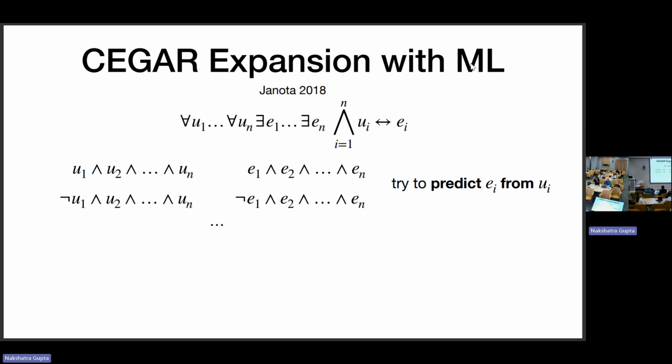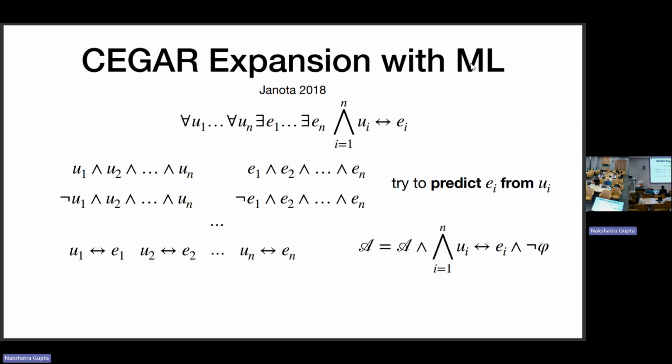Okay, so we're trying to build this classifier, and let's assume we just get the right classifier here, which is a decision tree telling us, okay, if UI is set to true, then set EI to true. If UI is set to false, set EI to false. So this would be this strategy.